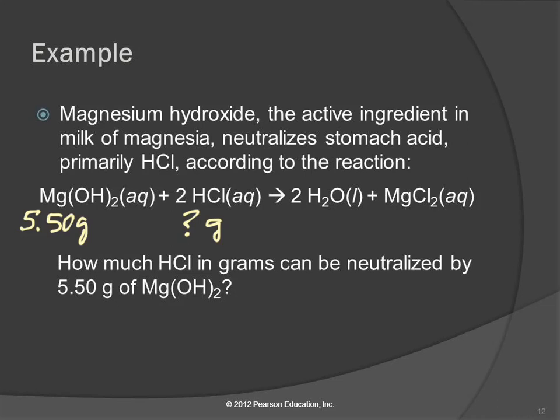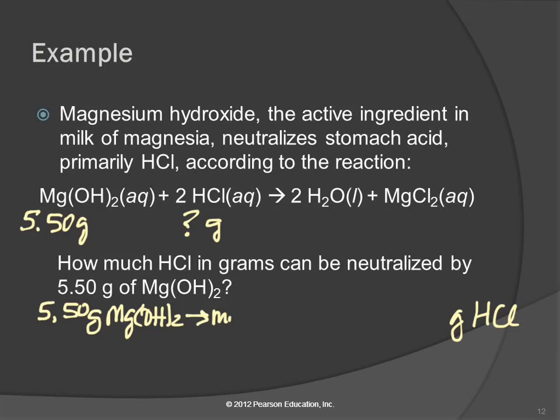So then we need a path. We're going to have 5.50 grams of magnesium hydroxide. And way at the other end, we're going to have grams of HCl. And what do we chant? Grams to moles to moles to grams. So we're going to take grams of magnesium hydroxide and convert to moles of magnesium hydroxide. And then we're going to convert that to moles of HCl and then to grams of HCl. Grams to moles to moles to grams.